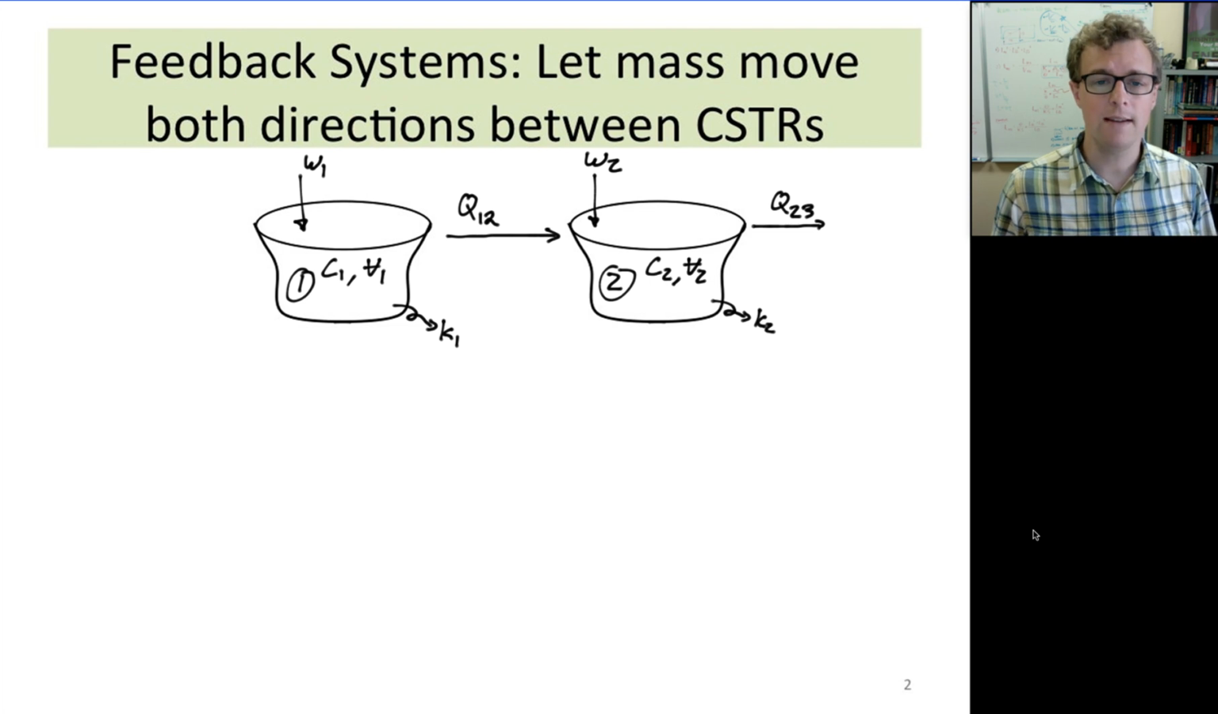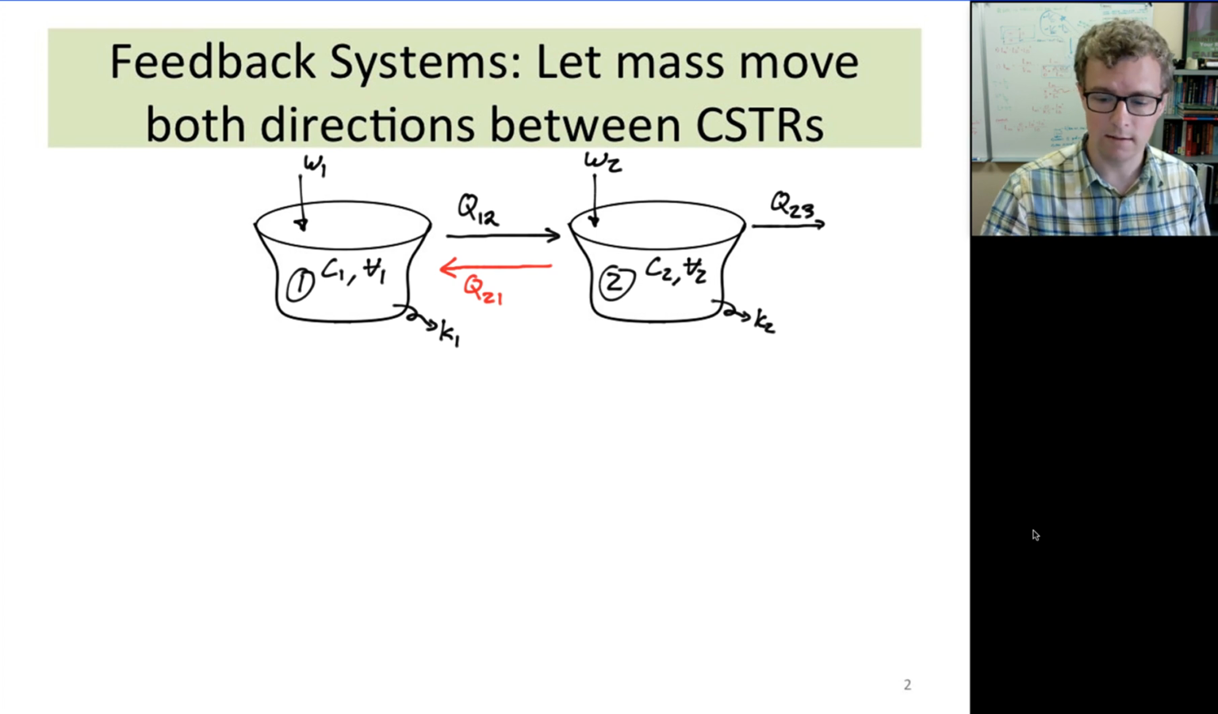And with feedback systems, we're just going to add one new wrinkle. That new wrinkle being mass is going to move both ways. So now mass can flow from 1 to 2 as well as 2 to 1. You'll see I've added in red here Q21, so a term that just advectively moves mass the other way in the system.